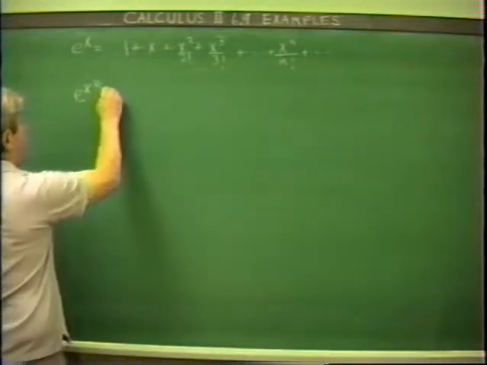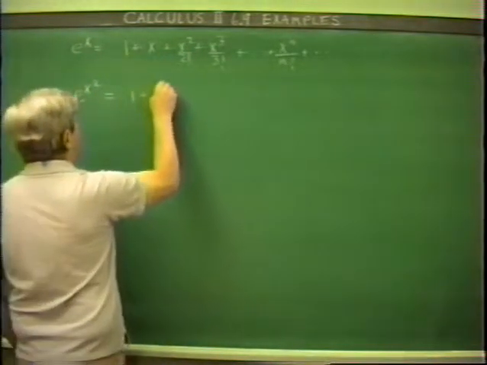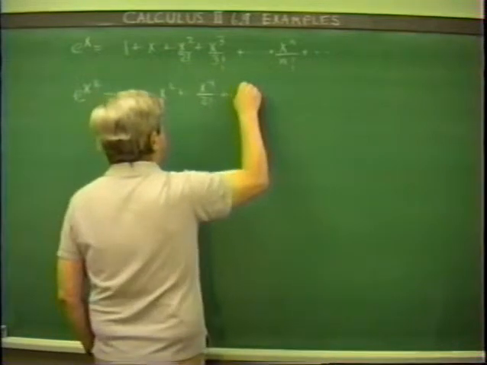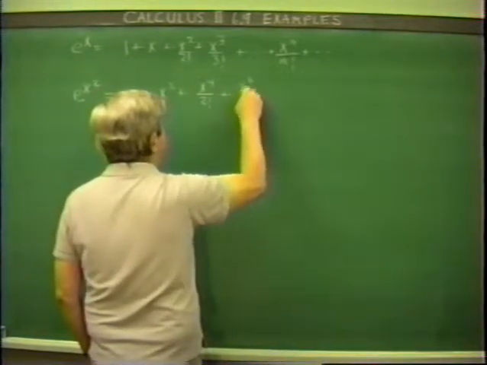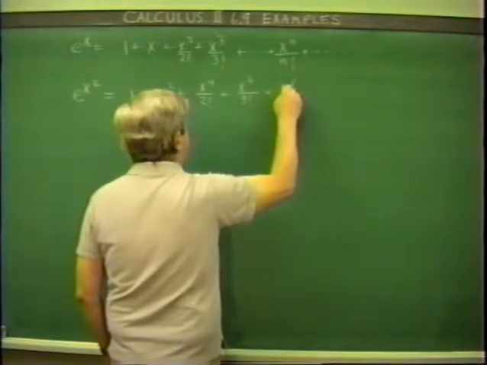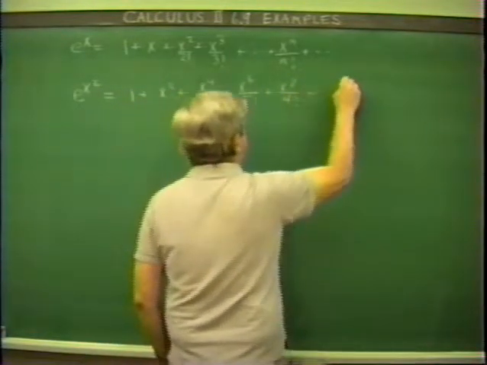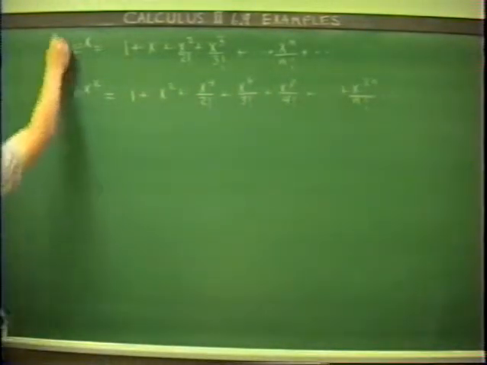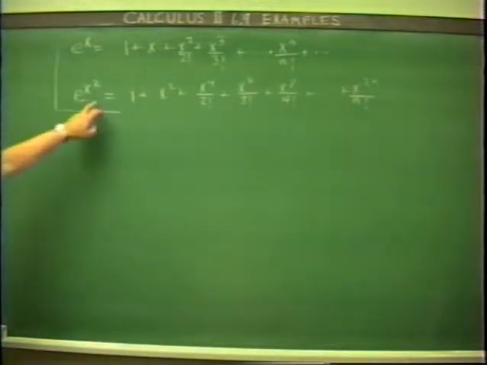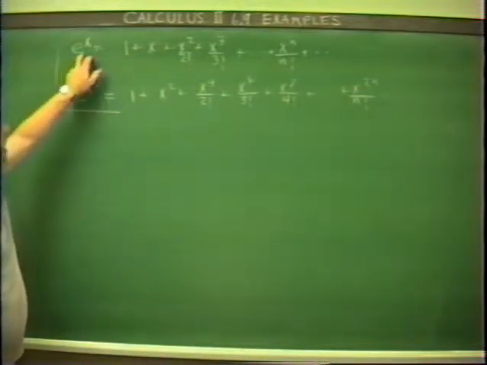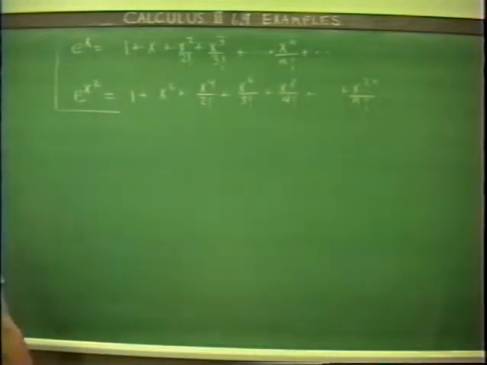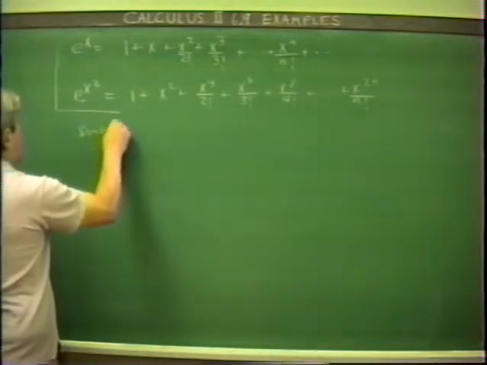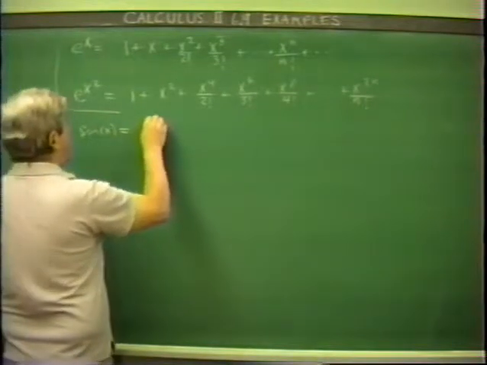Suppose we want e to the x squared. Well, this converges for all x. So if we put x squared in here, it's going to converge for that too. So we're going to get 1 plus x squared plus x to the 4th over 2 factorial plus x to the 6th over 3 factorial plus x to the 8th over 4 factorial and so forth here, plus x to the 2n over n factorial. So e to the x squared can be gotten from e to the x in this fashion by making a substitution, or if you like, taking the composition of e to the x in this form with x squared.